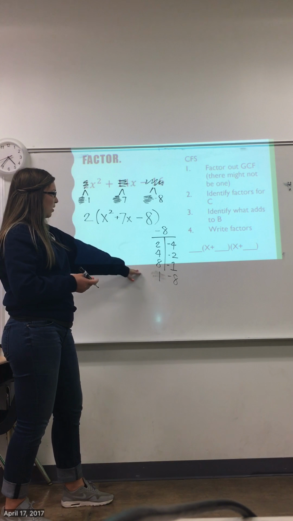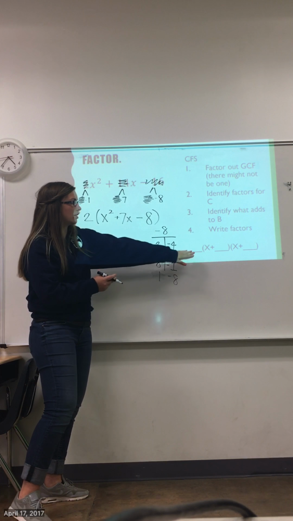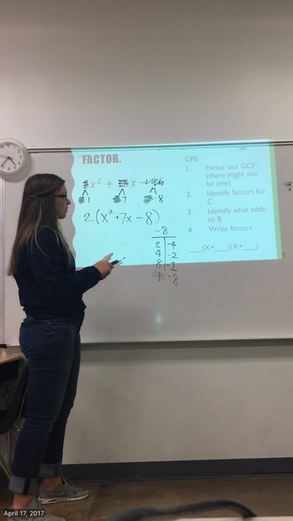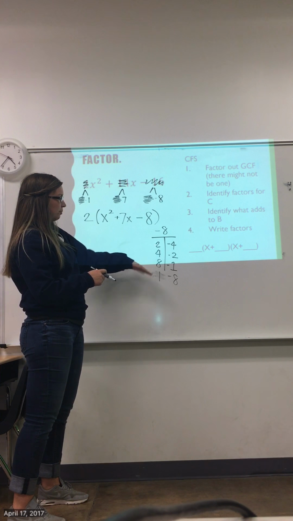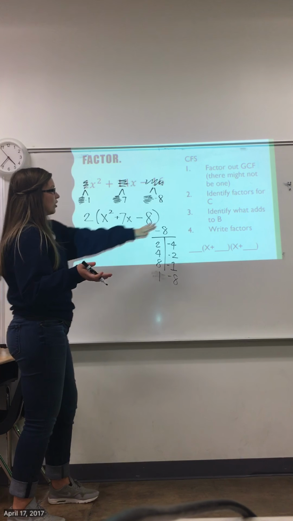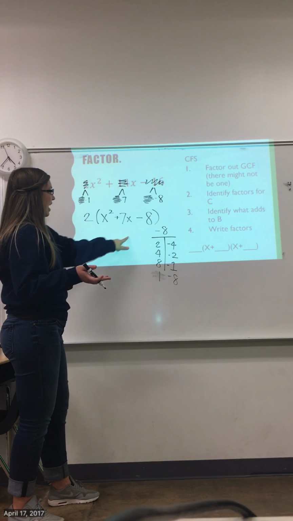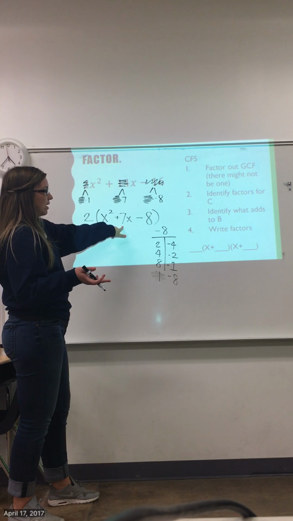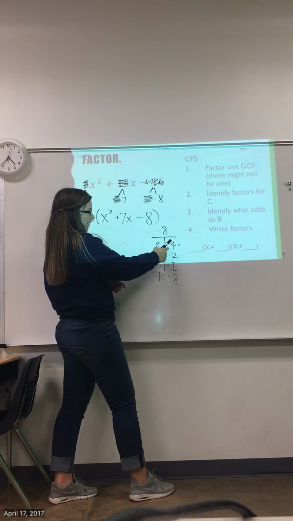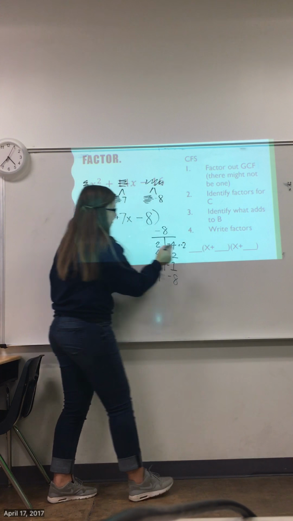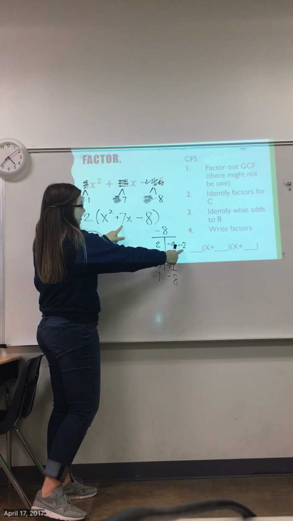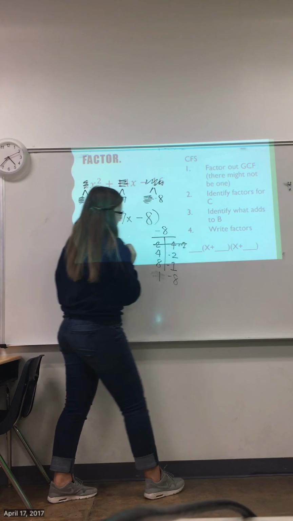Now, I have some parts to choose from because my end goal is to write this as a set of parentheses. That's what it's going to look like when I factor. So I have these numbers to plug in, but I need to choose which one of those I actually want. So step number 3 now: which one of these adds to the number in the middle, or B? So let's add them up. 2 plus a negative 4 gives us negative 2. Well, is that what I'm looking for? No, I want them to add to a positive 7, not negative 2.